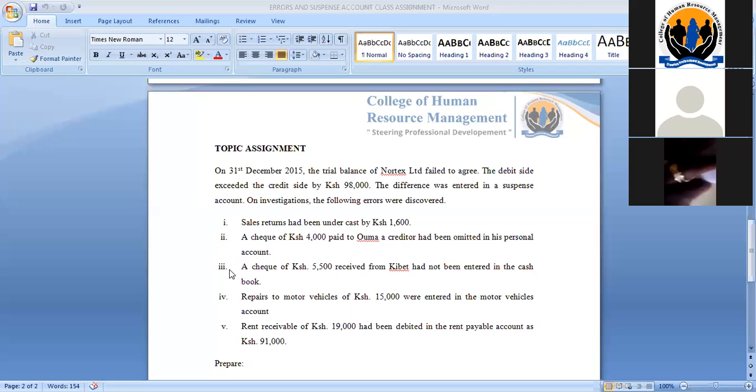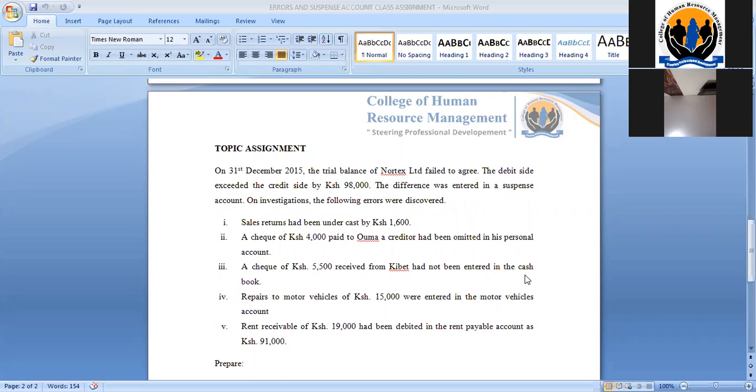Number three, a check of 5,500 received from Kibet had not been entered in the cash book. Most people were not getting it clear. They were recording Kibet, but not here. Where is the mistake? The mistake is that it was not entered in the cash book. The transaction was not entered in the cash book. So with Kibet, everything is okay.